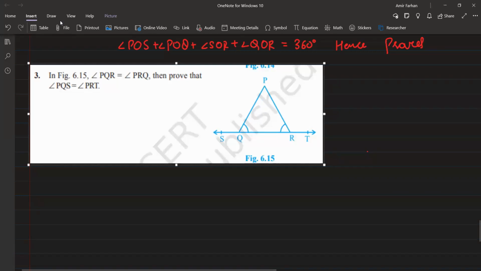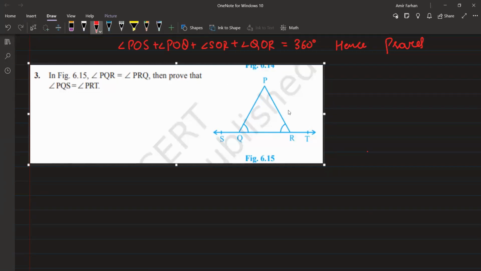You just have to prove what? Angle PQS equals angle PRT. So this is the angle. It's saying that you have to prove this angle PRT equals angle PQS. Not PQ, sorry, this angle. Yeah. This angle, PQS. And the question is saying that angle PQR and angle PRQ are given. PQR, this angle is equal to this angle, it's given.